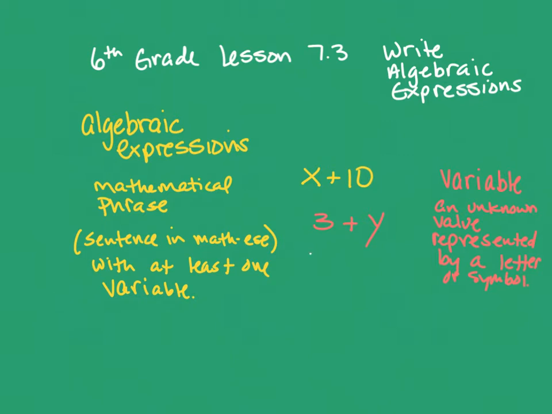And another example, 3 times a plus 4, which will be 3 times the sum of a and 4. That's an expression close to a numeric expression, right? If I knew what a was, if I had a number for a, then this would be a numeric expression. But because we still have an unknown value, a variable, then it's an algebraic expression. So that's what those are.